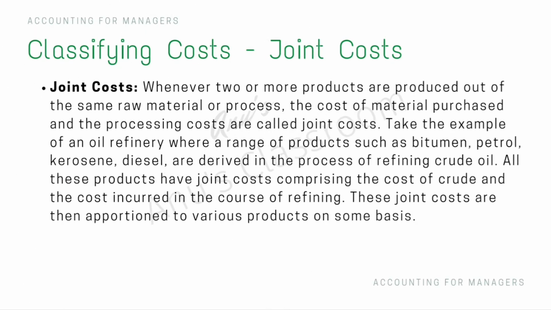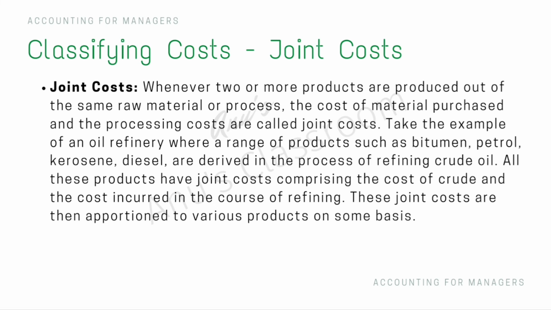Then we have joint costs, which come up when two or more products are produced out of the same raw material or same process. The cost of material purchased and the processing costs will be called joint costs. Take for example an oil refinery, where you will have a wide range of products such as bitumen, petrol, kerosene, diesel, all derived in the process of refining the crude oil. All these products will have joint cost comprising the cost of the crude oil as well as the cost incurred in the course of refining. These joint costs are then apportioned to various products on some basis.